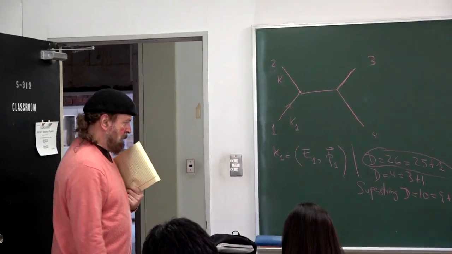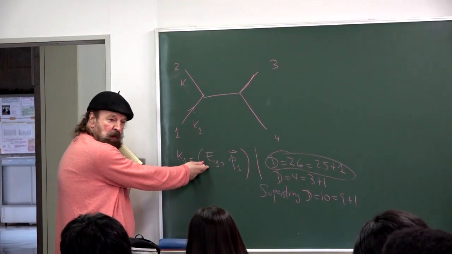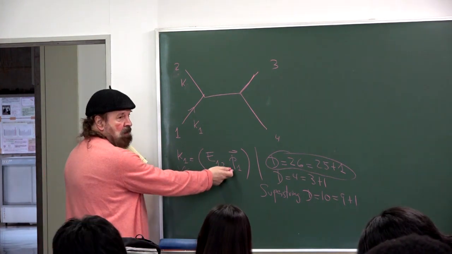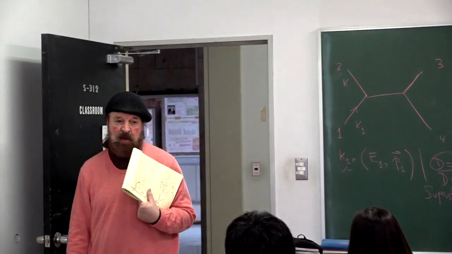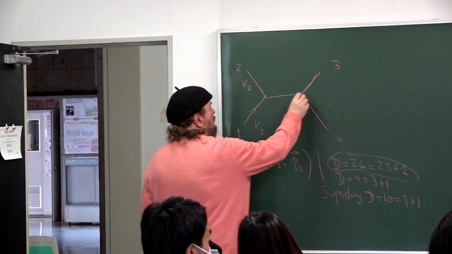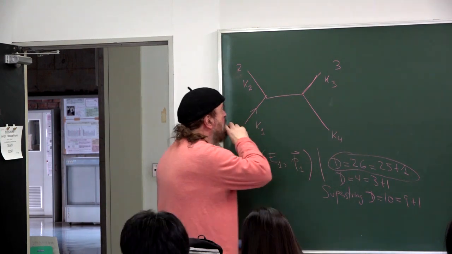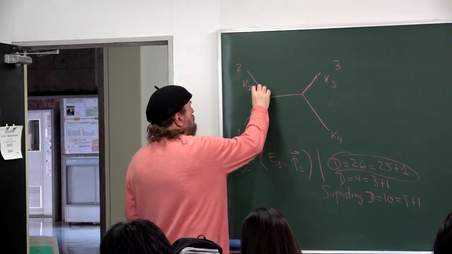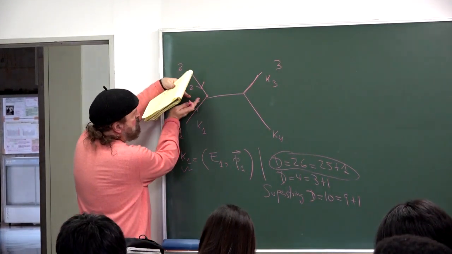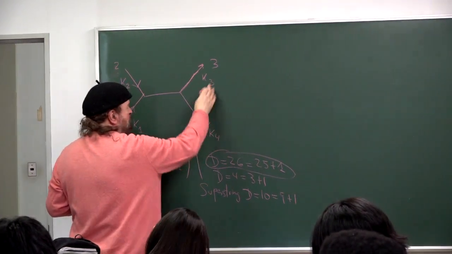Okay, so when I write K1, I mean the temporal component of your energy momentum is E1, associated to particle number 1, and the spatial component of the momentum is P1, associated to particle number 1. The same thing happens with particle number 2, the same thing happens with particle number 3, and the same thing happens with particle number 4. So I have particle 1 in scattering with particle 2, they scatter, and then particle 3 and particle 4 emerge.